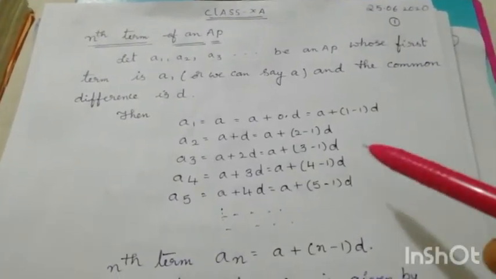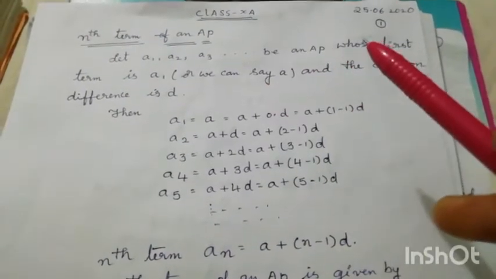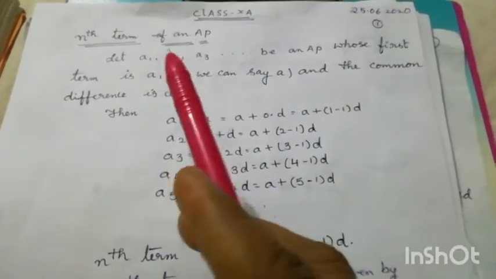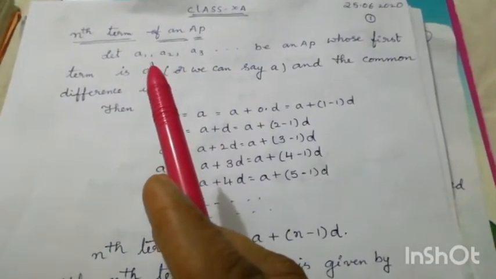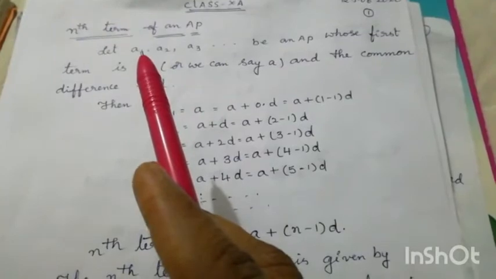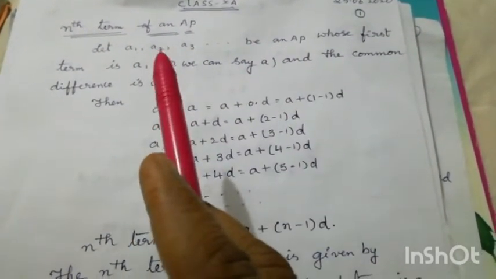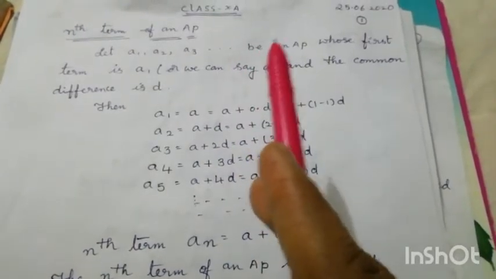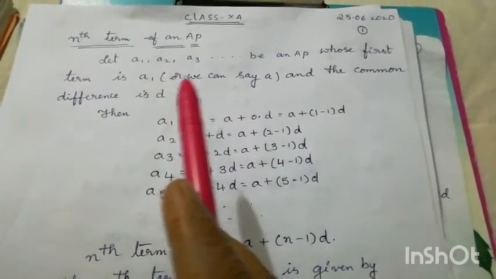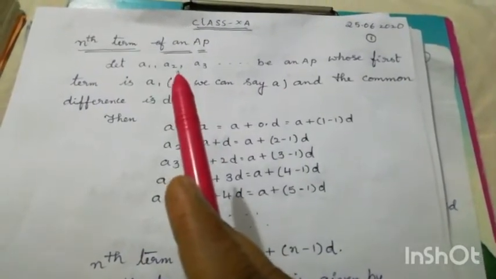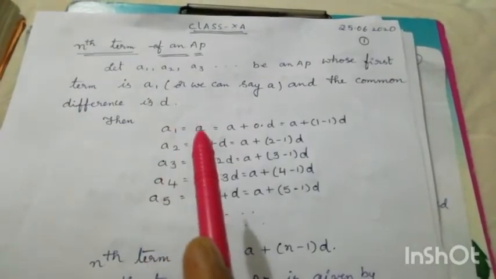So good morning children. Today we will come to the next topic in arithmetic progressions, that is the nth term of an AP. We already know that the arithmetic progression will be of the form A1, A2, A3 and so on. Here the first term is A1 or we can say A, and the common difference is D.